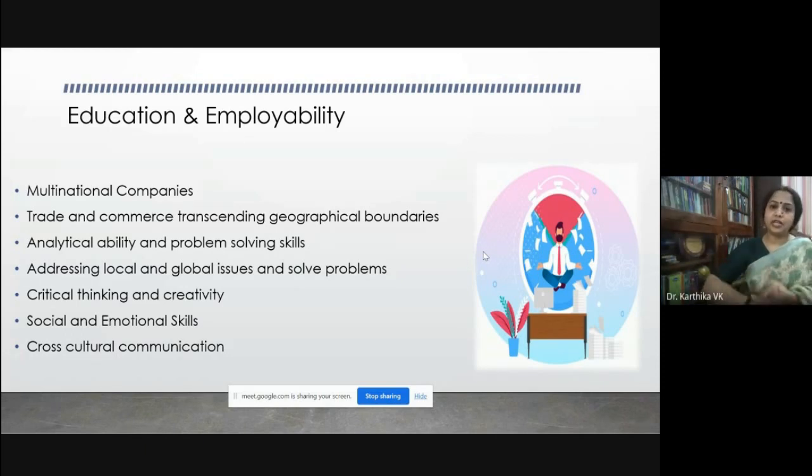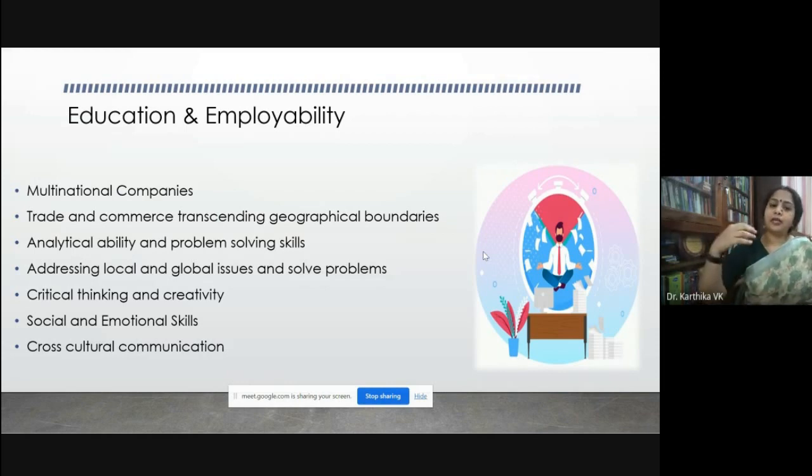And with multinational companies and trade and commercial opportunities crossing any kind of geographical boundaries, the positioning of employability is very crucial in the education sector, especially in the higher education sector. It doesn't mean that we think about all these problems only at the higher education sector. No, we have to start it from the roots. You have a Malayalam proverb saying that there's no point in giving any kind of sustenance after every developmental stage is over. No, we have to start it from the beginning.